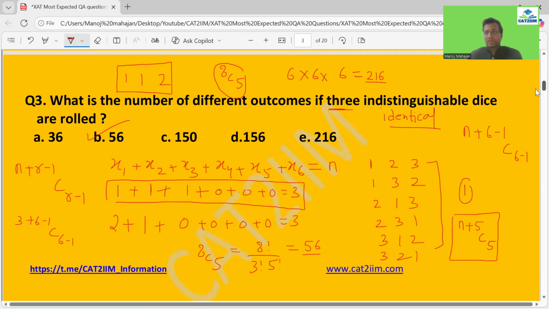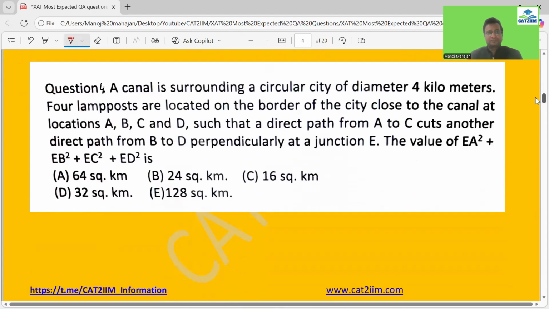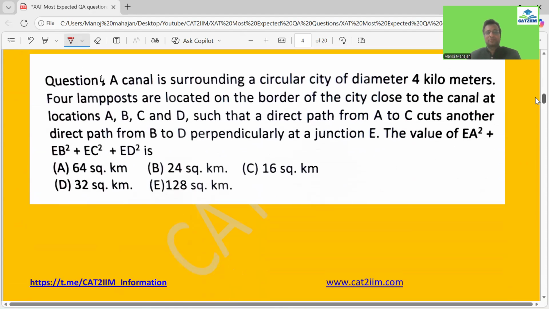Let's move to the next question out here. So we are thoroughly going to enjoy each and every question. This question also has appeared in a previous SAT paper, so you can have a look over here. A canal is surrounding a circular city of diameter 4 kilometers.